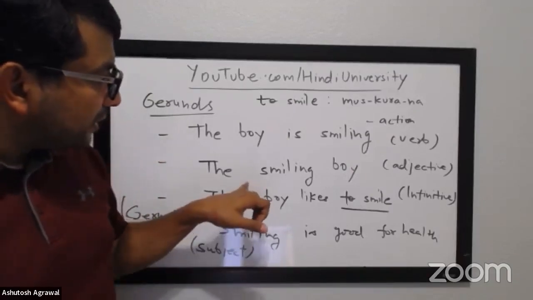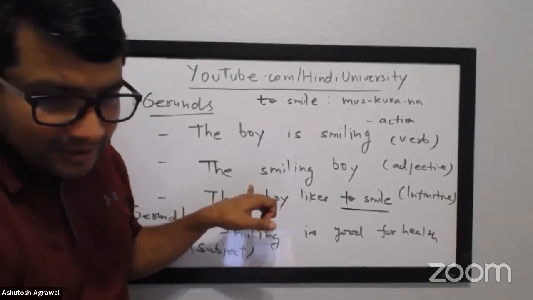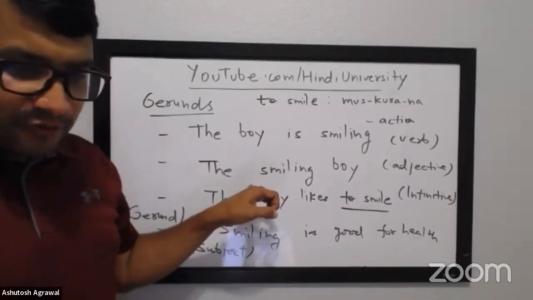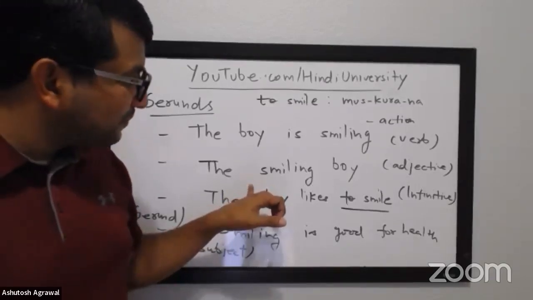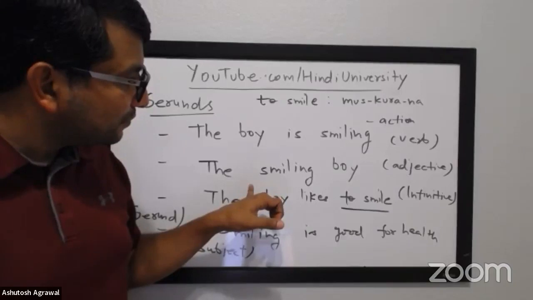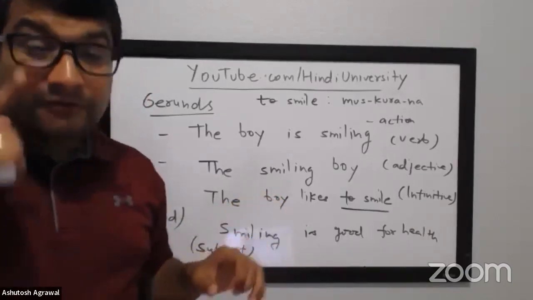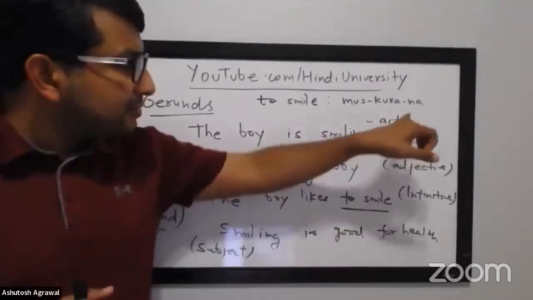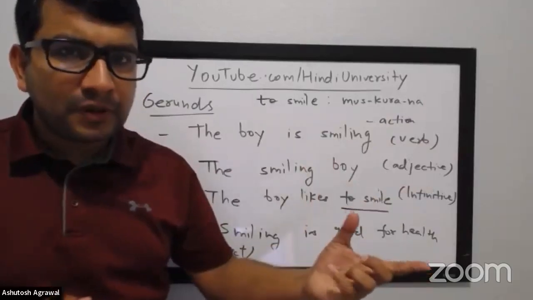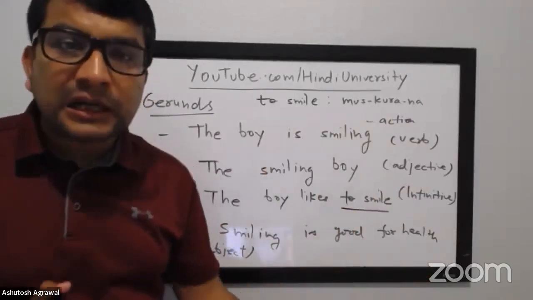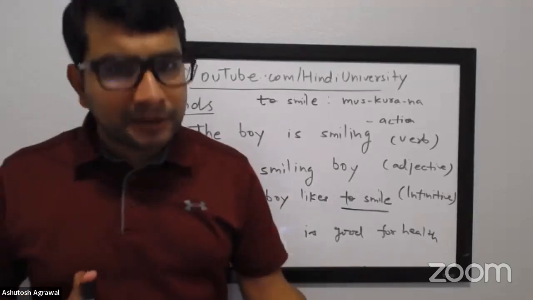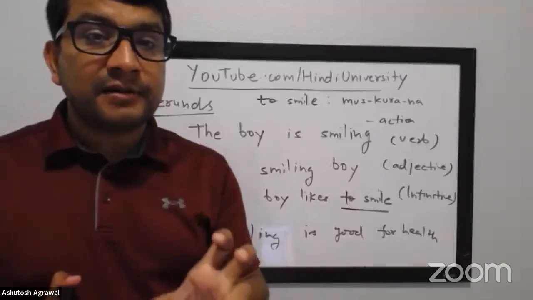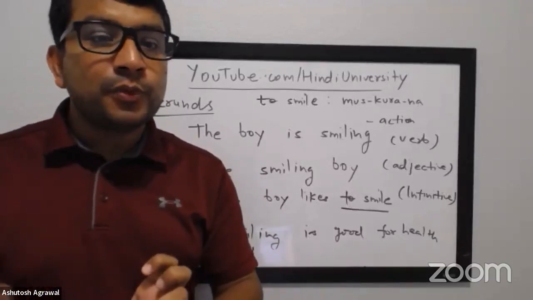Okay. Let's do the next one. The smiling boy. Some of you may not recall it, but it's okay. Lisa ji, I would think it is muskurata hua ladka. Very good, right? Muskurata hua ladka. So what she's done is you remove the na and put ta. Typically, you can also say muskurata ladka, which also means a smiling boy, but to make it explicit that it is an adjective, you put hua.